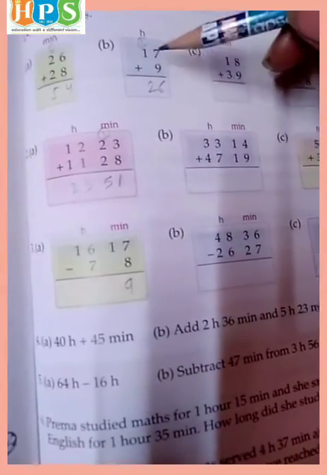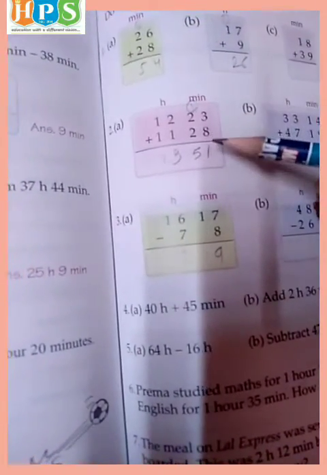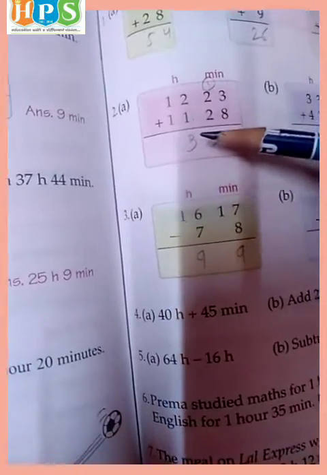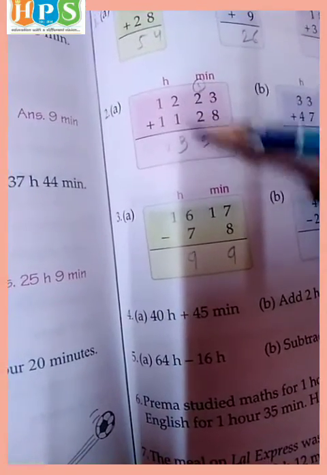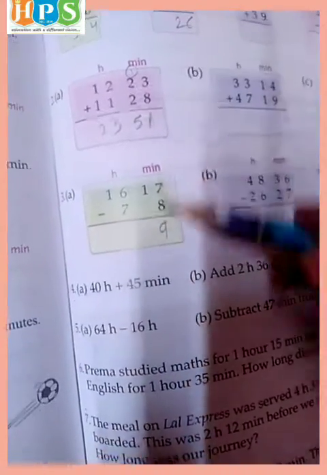7 and 9, 16. We write 6 and carry 1, 1 and 1, 2. 3 and 8, 11. We write 1 and carry 1, 1 and 2, 3, 3 and 2, 5. 1 and 1, 2 and 1, 3 and 1 and 1, 2. 23 hours and 51 minutes.